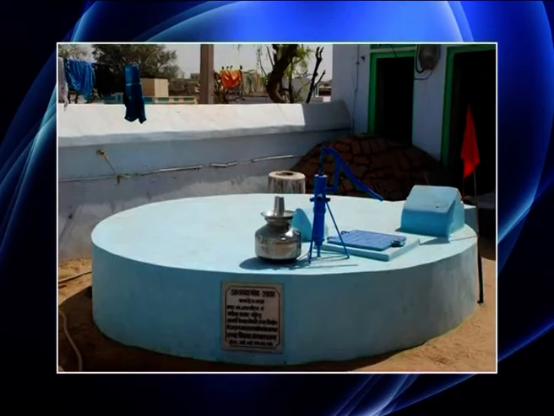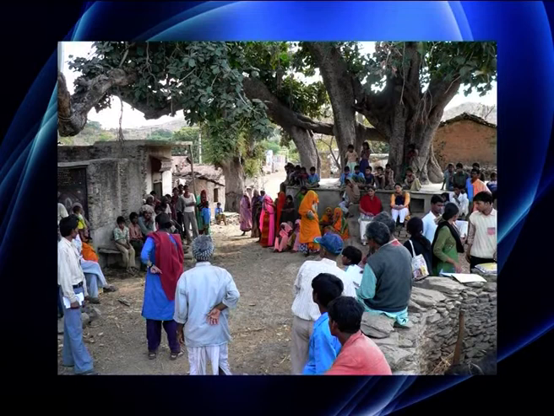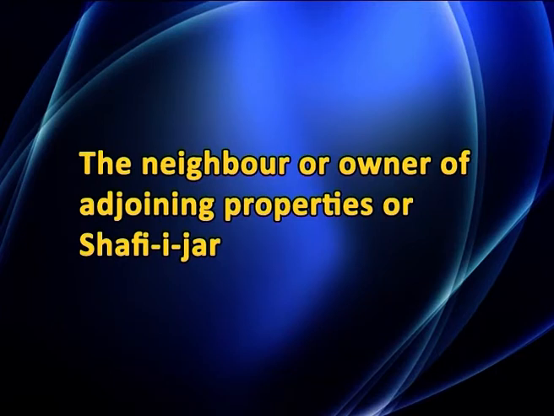This right cannot be claimed on the basis of easement of light or air, the right to draw water from a government water course, or the branches of his tree projecting over the land of a neighbor, or the right to use village roads, canals, etc. The neighbor or owner of adjoining properties is Shafi Jar.